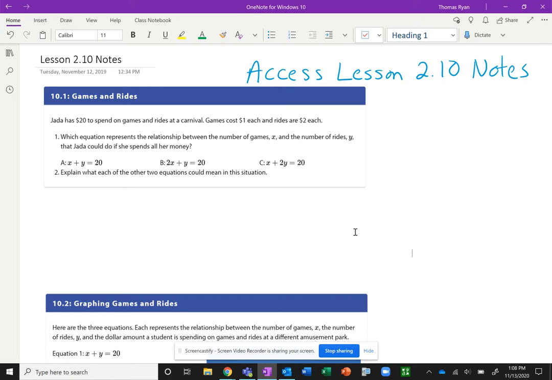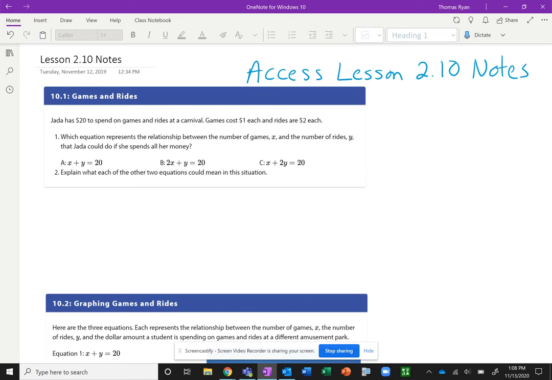So you guys should be accessing your lesson 2.10 notes on OneNote. And I want you guys right away to do a pause here. I want you to pause, and I want you to look at problem number 1 and pick out which equation fits the description for number 1, and then explain what's different and what the other 2 equations would mean.